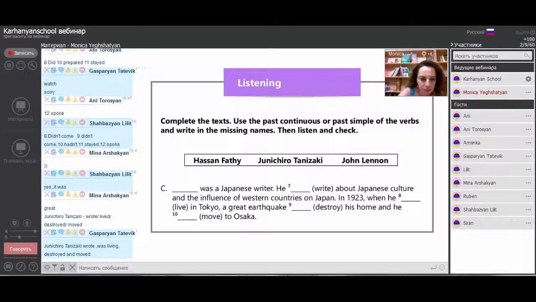Okay, good, Tatevik. Okay, Mina. Let's wait some seconds, and then I'm not going to read the text. You will just listen and check your answers.